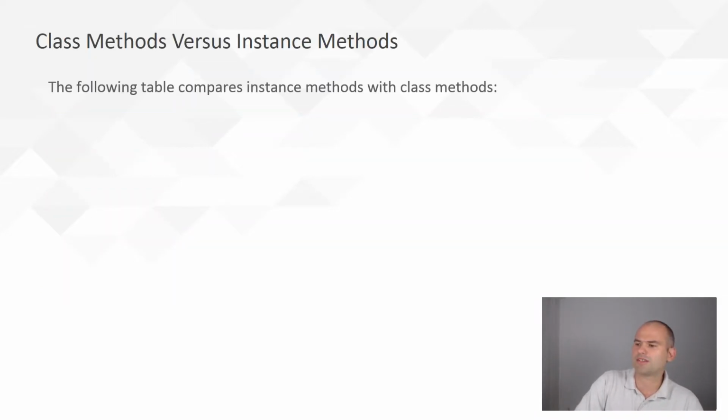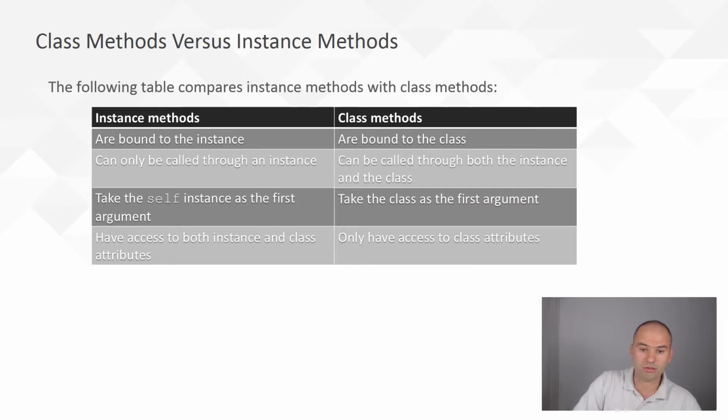Instance methods are bound to the instance, so only the instance can use that method, and that method can only affect instance attributes in that instance. Class methods are bound to the class. Instance methods can only be called through the instance. Class methods can be called through both the instance and the class.